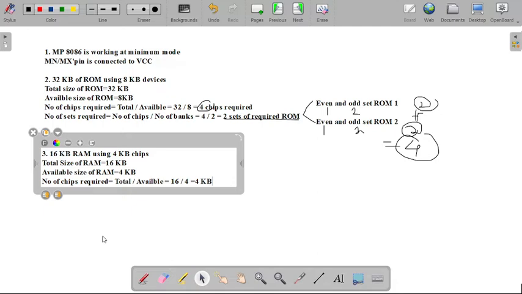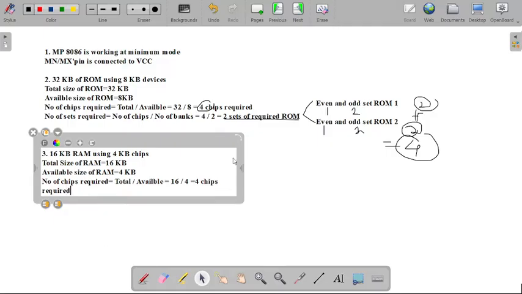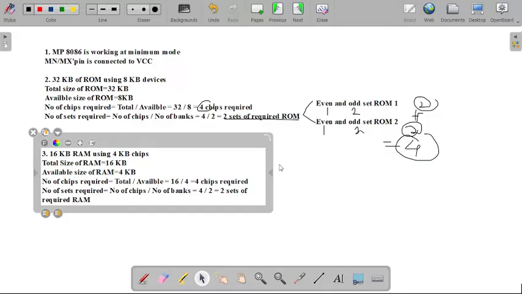Now, depending on that 4 KB of data, we require 4 chips in that example. Now, the next one is we have to identify how many sets will be required. So, I'm writing here number of sets required. We find this number of sets based on this formula: number of chips divided by number of banks. Number of chips is 4, divided by number of banks, which is 2, that is even and odd, and we get the answer: 2 sets of RAM will be required in that example.